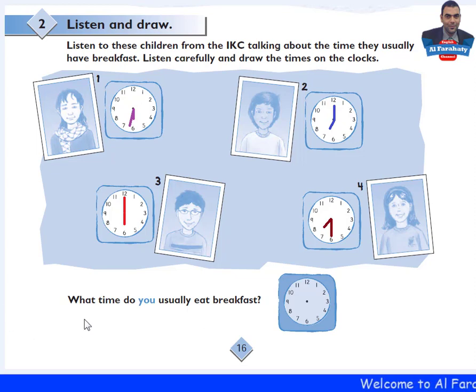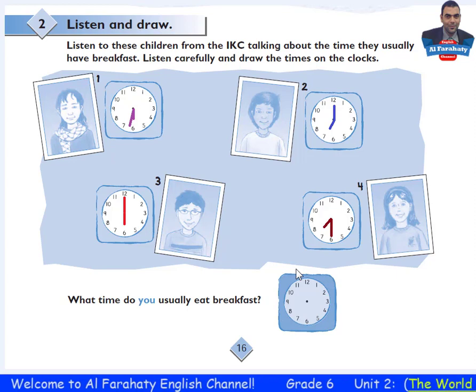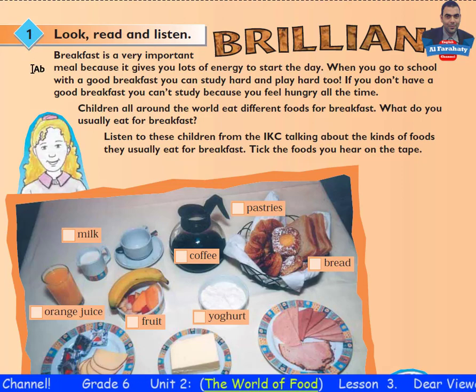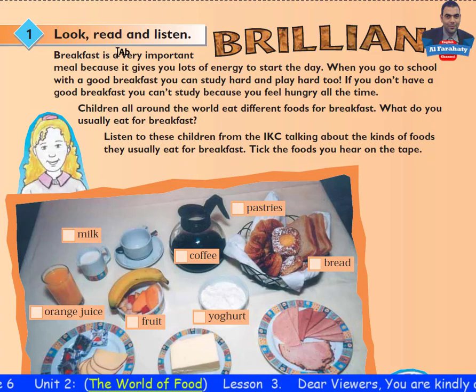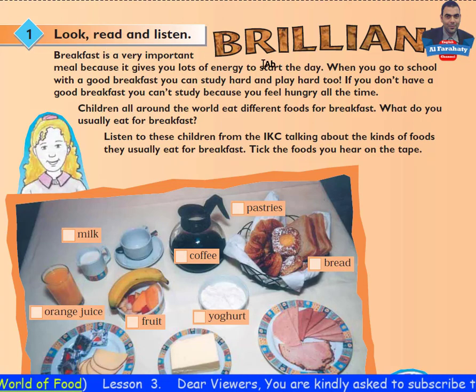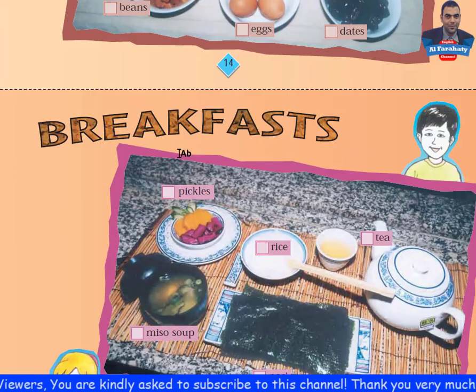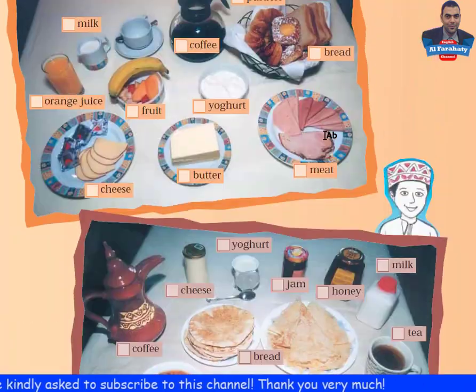Now you have a question here. What time do you usually eat breakfast? You are asked here to draw the time you eat breakfast on this clock. Let's go to page 14 of your class book. Activity 1. Look, read, and listen. You have here two words: brilliant, breakfasts.